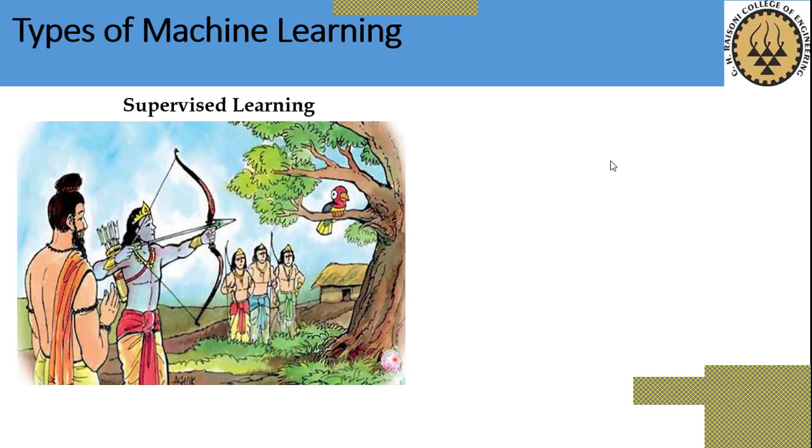He is taught by his supervisor, and according to his instruction, the archer has performed the task. So he has learned the technique under the supervision of his guru. And this concept is called supervised machine learning.